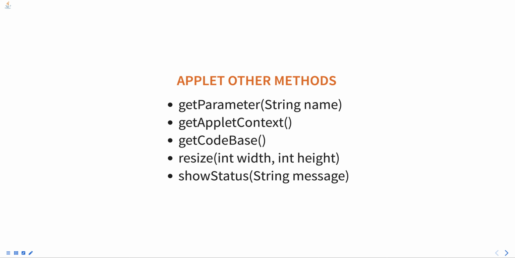resize with width and height. This method is used to change the size of the applet's display area. showStatus with message. This method is used to display a message in the browser's status bar.